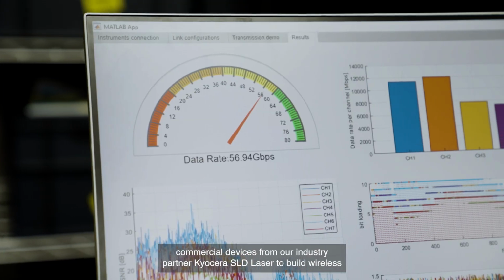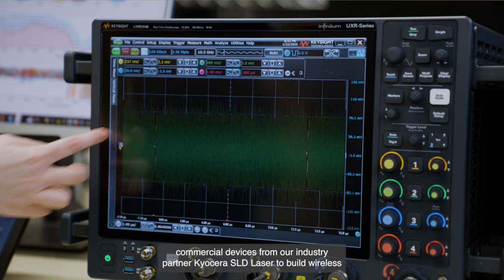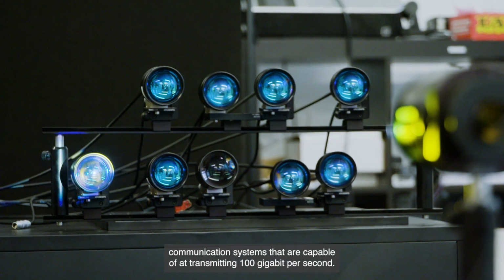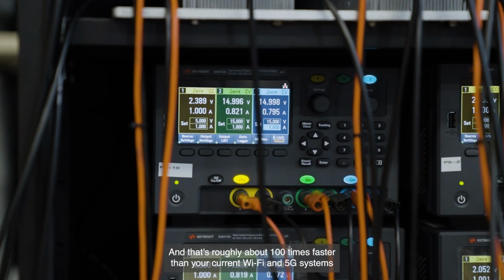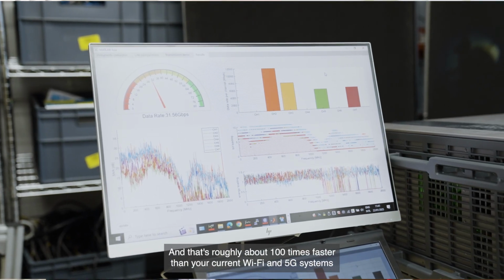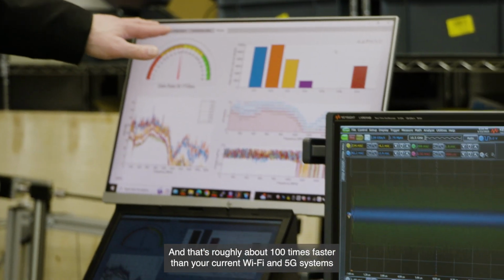In our latest experiment, we have been using off-the-shelf commercial devices from our industry partner Kyocera SLD Laser to build wireless communication systems that are capable of transmitting 100 gigabit per second. And that's roughly about 100 times faster than your current Wi-Fi and 5G systems you have at home.